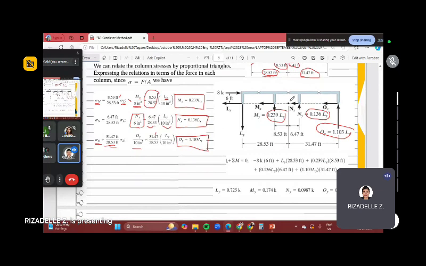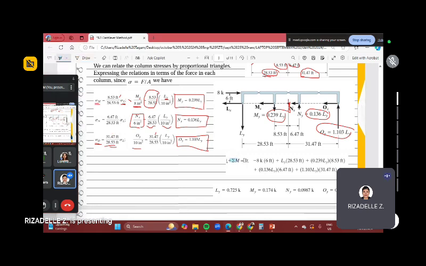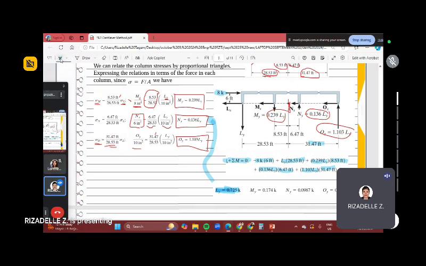And then you will do summation of moments at the neutral axis. Don't forget the lateral force. So it gives 6 feet times LY times 28.53, plus 0.3239 LY times 8.53 feet, plus 0.136 LY times 6.47 feet, plus 1.103 LY multiplied by the moment arm, equals 0. You will get this LY value, and then you just substitute LY into the equations to get MY, NY, and OY.